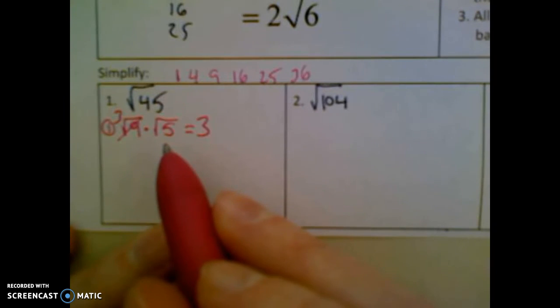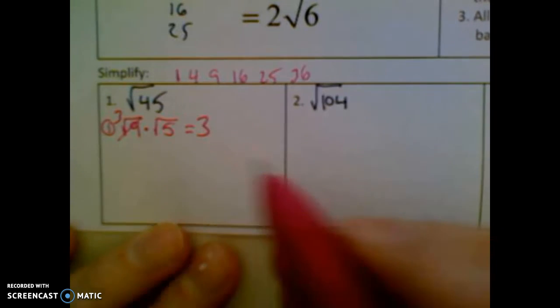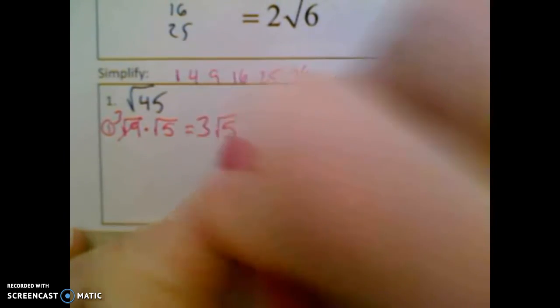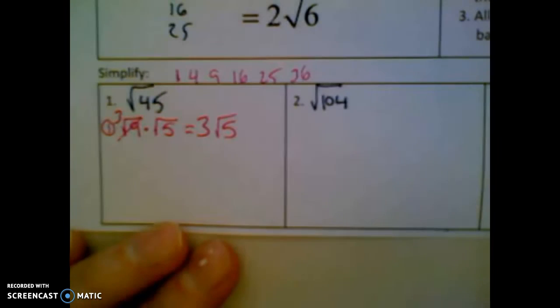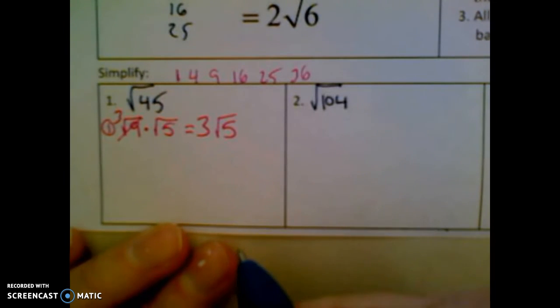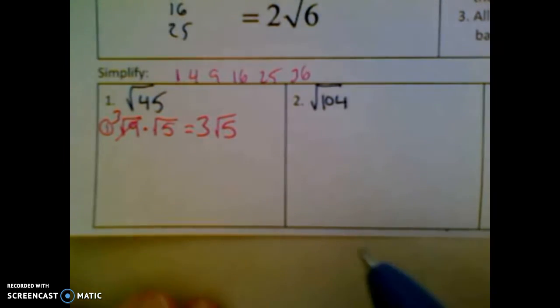Next, root 5 does not have any perfect squares. He is stuck, so he is going to just stay inside the radical. So that's that answer.